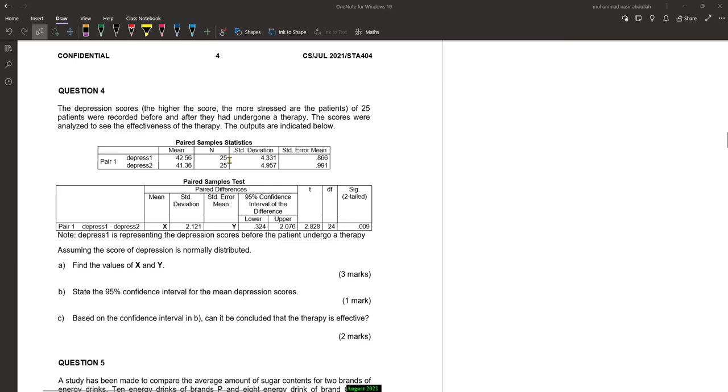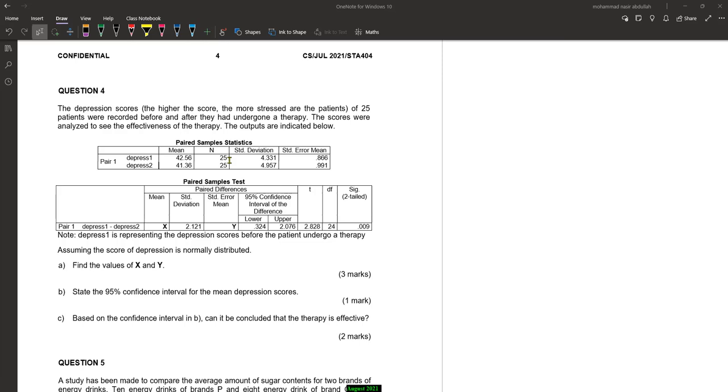Depression score. The measure is a depression score. Higher score, more stress of the patient. 25 patients were recorded before and after they had undergone the therapy. The scores were analyzed to see the effectiveness of the therapy. The output is indicated below.